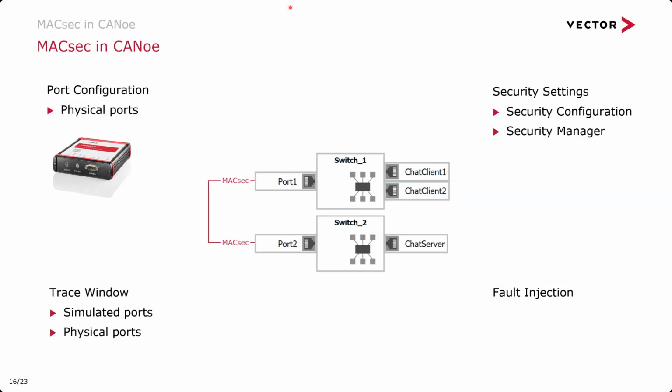Thank you. So welcome. Also from my side, my name is Julia Trieflinger, and I'm a software development engineer in the field of Ethernet. I want to show you how you can configure CANoe so that you can use MACsec. I want to show you four aspects. The first one is the port configuration, because as Till already mentioned, it only works if you have concrete hardware, so we need physical ports.